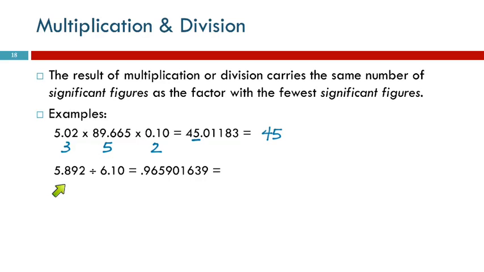Dividing, it's the same rule. So this number divided by that number. Well, which one has the fewer number of significant figures? The 6.10. So this one has 3. This one has 4. Trailing 0 at the decimal point. So 3 is smaller, so this needs to be rounded off to 3 significant figures.